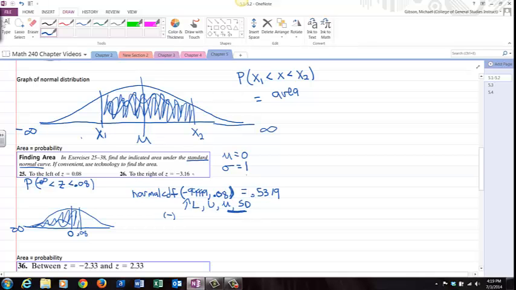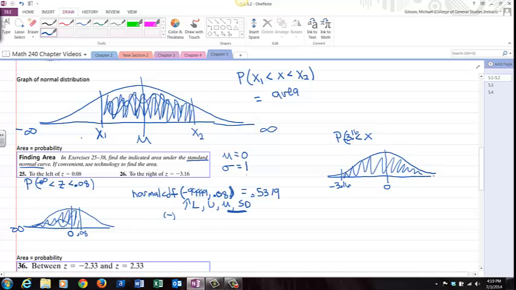To the right of minus 3.16. So let's draw another picture. It's still standard normal, so 0's in the middle. This time we'll put minus 3.16 down here. It says to the right of that, so that would be like this. So again, this asks for the area, but this is the same thing as the probability that x is greater than minus 3.16.